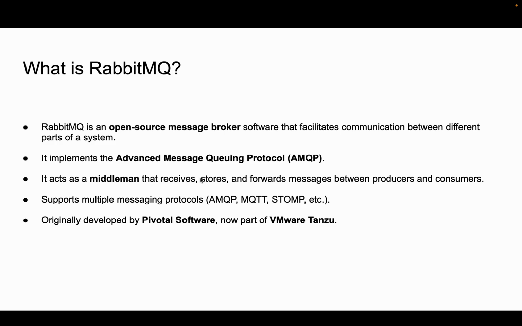So RabbitMQ will act as a middleman there, and it will store your messages and forward them whenever required to your desired microservice. RabbitMQ also supports multiple message protocols like AMQP, MQTT, STOMP, etc. It was originally developed by Pivotal Software, but now it is part of VMware Tanzu.